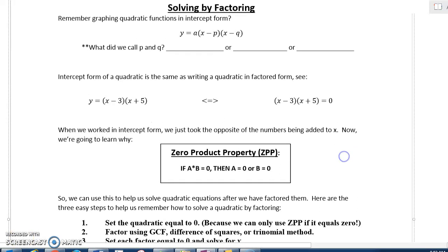Hi everyone. In today's lesson, we're going to solve by factoring. So we have been working on factoring so that we can solve these quadratics using this method.